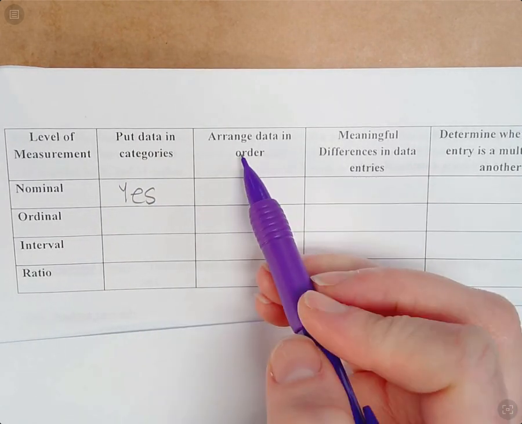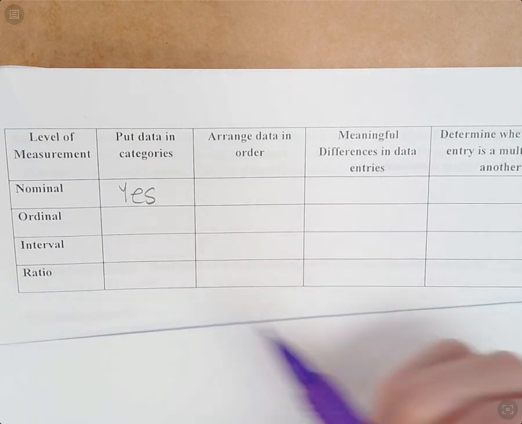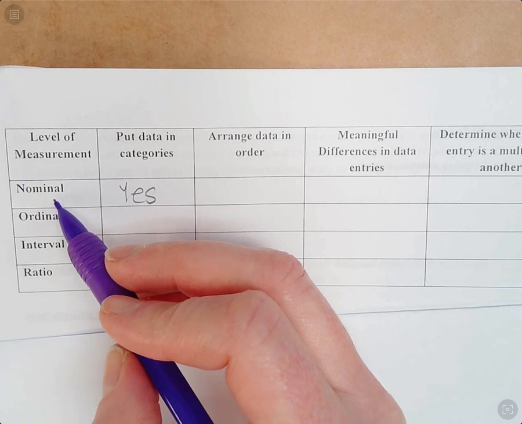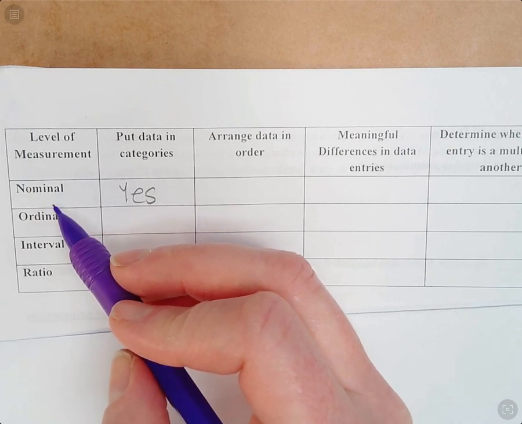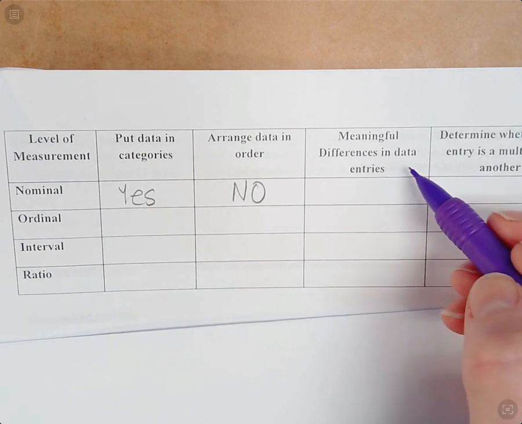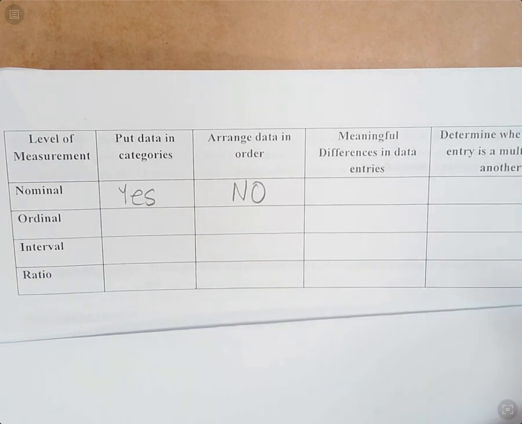Can we arrange data in order using nominal? No, because nominal is all about categories and words. It's qualitative only. Meaningful differences in data? No.